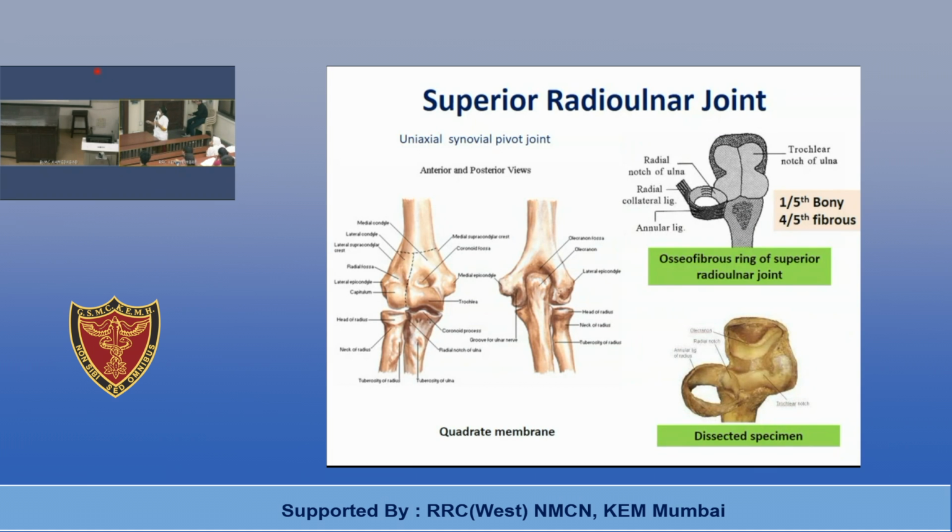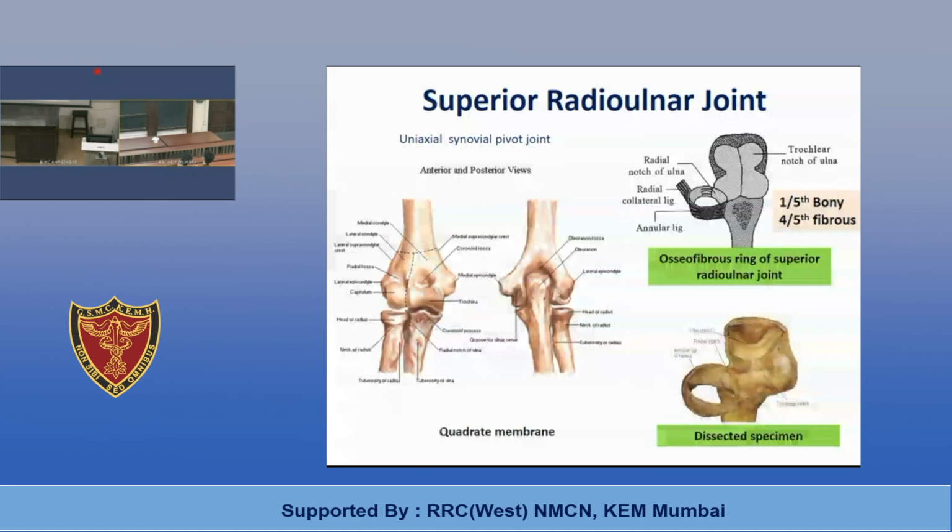The lower part of the annular ligament is called the quadrate membrane. One important thing related to the annular ligament: if you see its shape, it is cup shaped. The upper part is wide, the diameter is more, whereas the lower part has less diameter in adults. In children, the diameter of the upper and lower part is nearly equal.